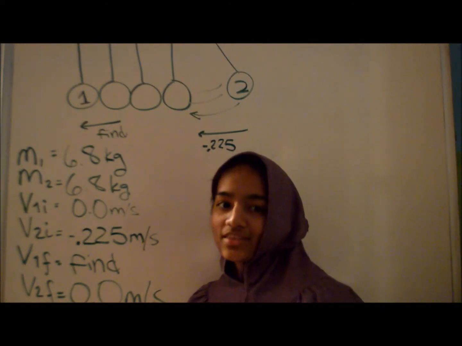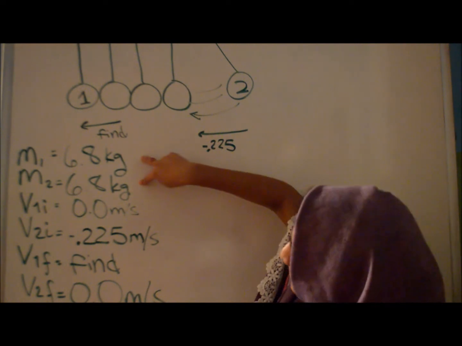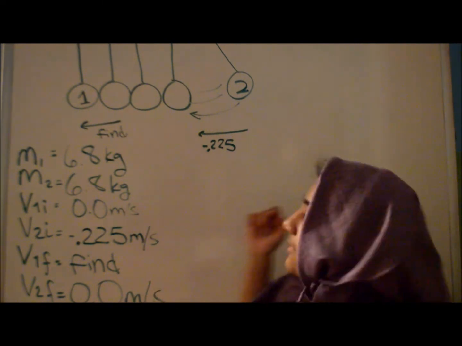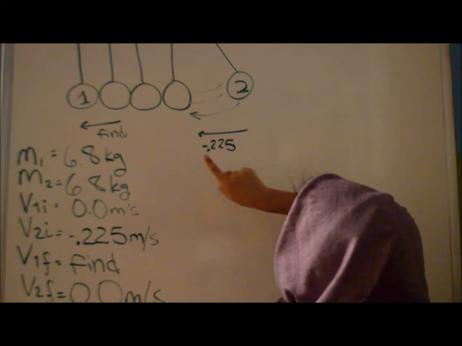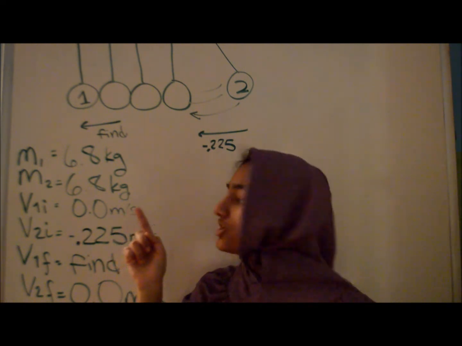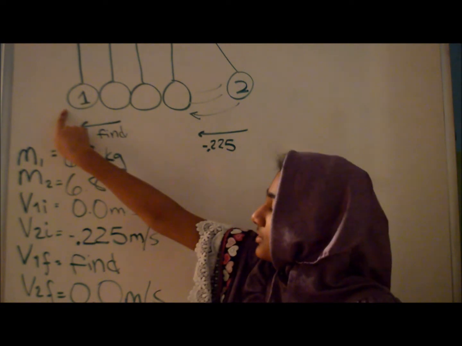Imagine that we're dealing with the largest Newton's cradle in the world, and each ball weighs 6.8 kilograms. It's moving to the left, 0.225 meters per second. It's negative because it's moving to the left. We're going to try to find the final velocity of ball number 1.